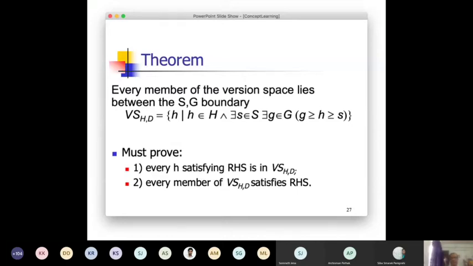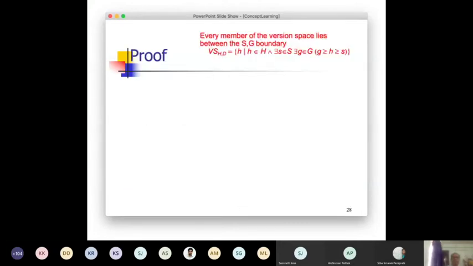And that is the one and only possibility. It includes all possible consistent hypotheses. This property is true for every consistent hypothesis. So this theorem says that every H satisfying the RHS is in the version space, and every member of the version space should also satisfy this property. So these are the two things you need to prove. Let us go through the logic of the argument of this proof.